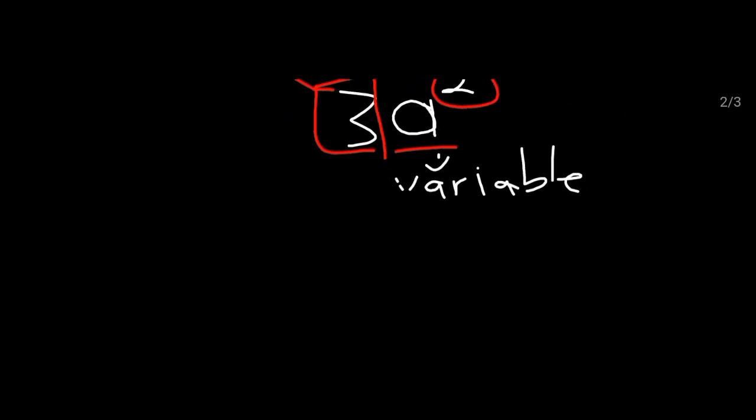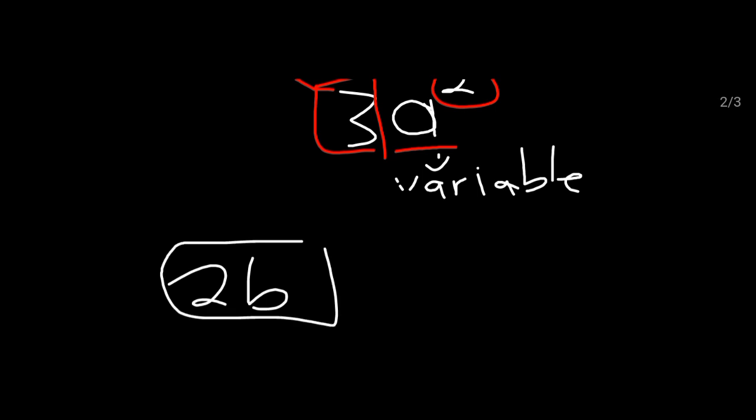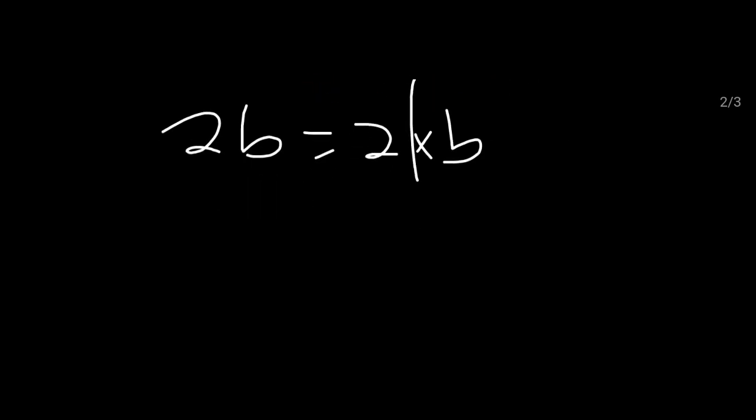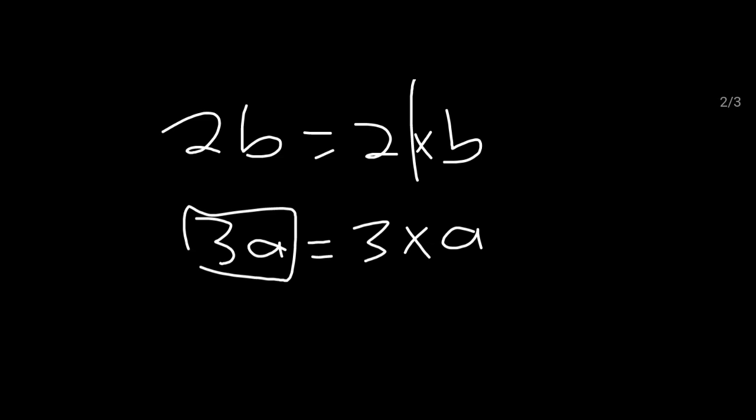And now this number here is called a coefficient. A coefficient is a number you multiply, usually we want to multiply a variable. For example, in 2b, 2 is our coefficient because it multiplies b. The number and the letter are multiplying each other. This is 2 multiplied by b. Just like 3a: this is actually 3 multiplied by a. The bottom line is just know they are multiplying each other.